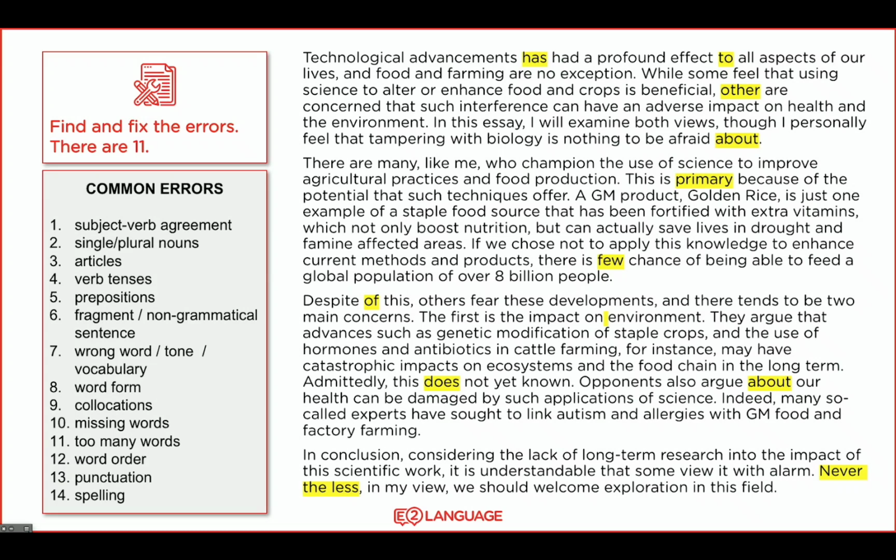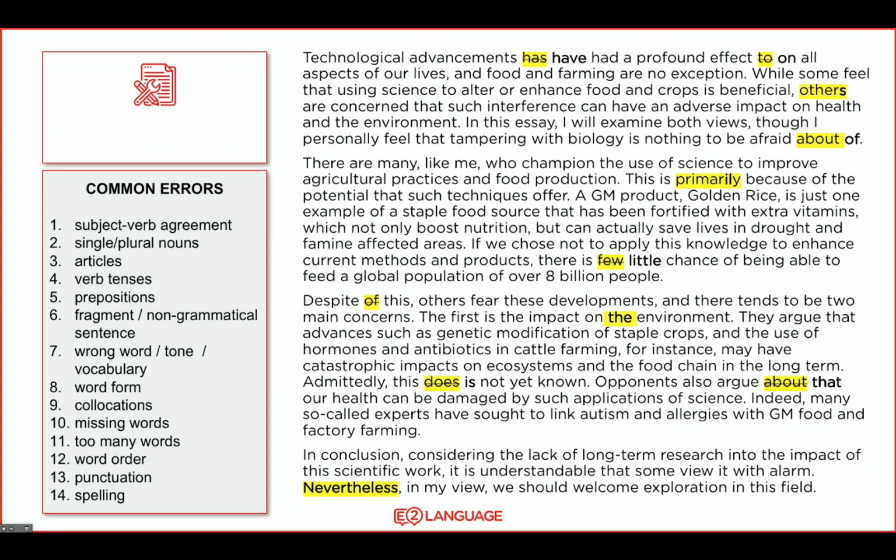Technological advancements has had a profound effect to all aspects of our lives. Whoa! You can see these little errors here. Can you fix them? Pause the video, see if you can identify what the error is. Is it a preposition or a verb tense or a word choice error, something like that? And can you fix it? Hopefully you did this. Technological advancements have had a profound effect on, it has an effect on, as well as all the other little errors there. They will cost you if you don't find them and fix them.